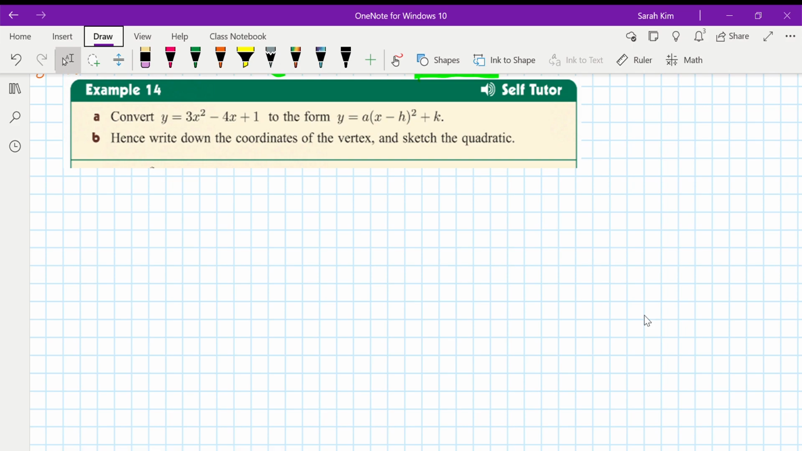Okay, example 14 is the same thing. We're doing completing the square, so write the equation. Write example 14 and write the equation. Let's give it a go.